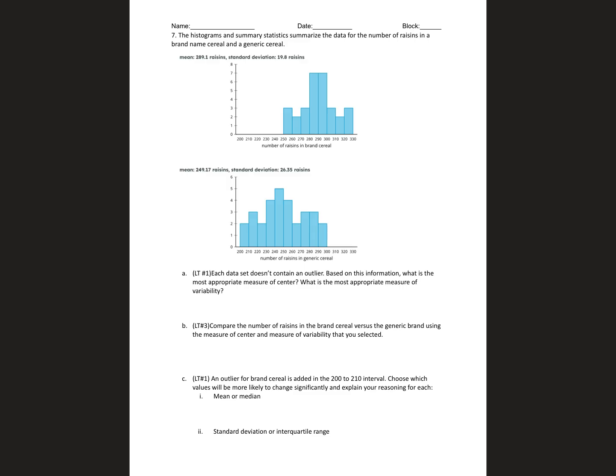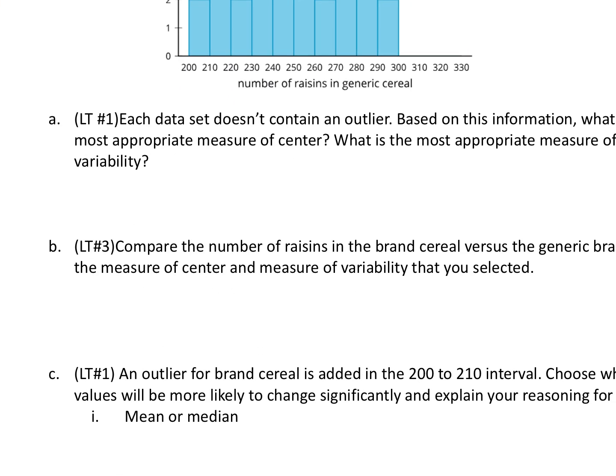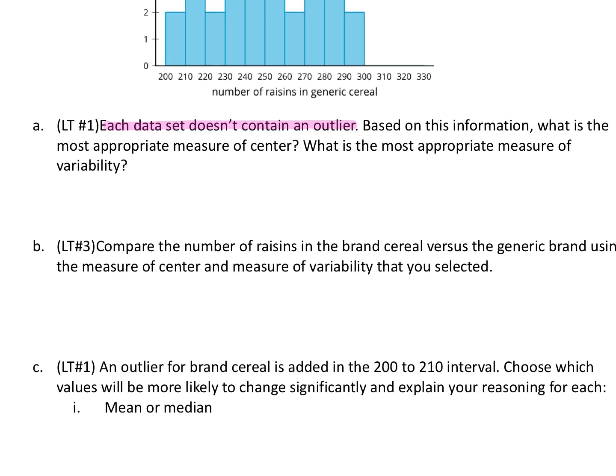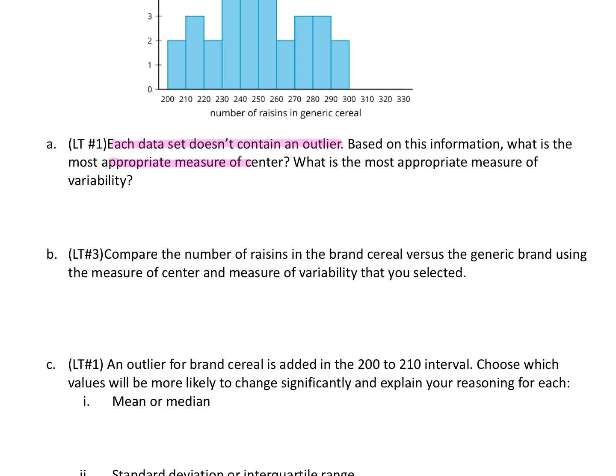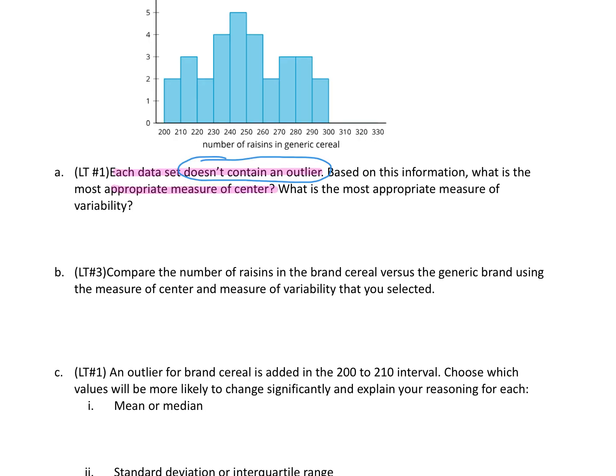Okay, in this question, it is asking us to compare two histograms, and I'm going to zoom in on this important piece of data. Each data set contains no outlier. So what is the most appropriate measure of center?